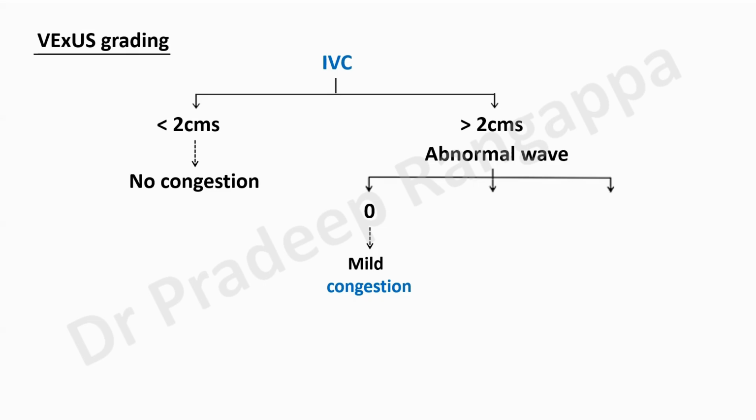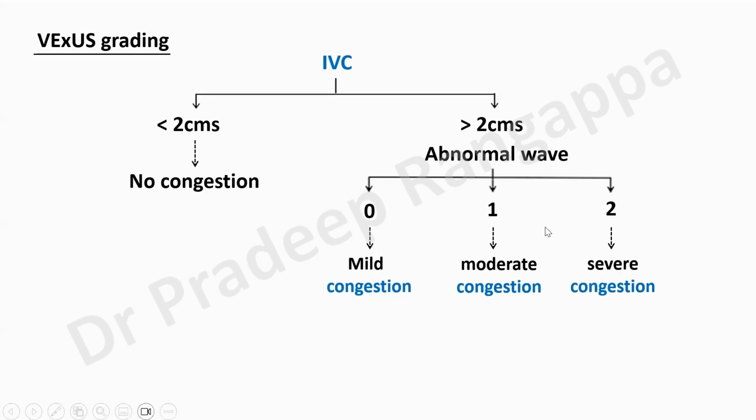If there is a portal vein abnormality, put 1 plus, or renal vein. So addition of all that gives you congestion. 0 is mild congestion, 1 is moderate congestion, or 2 is severe congestion. If there is an abnormal wave in any of these, you score 1 for each abnormal wave and add it up. So if it is 2 or more, it is called severe congestion. So that is the VExUS grading.